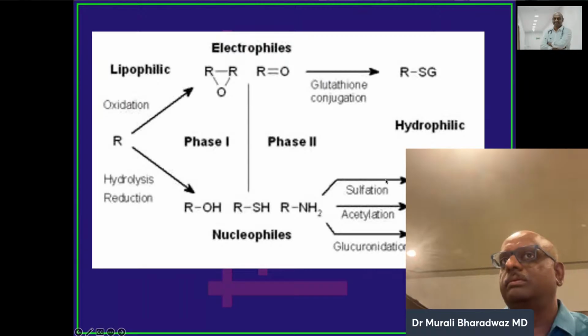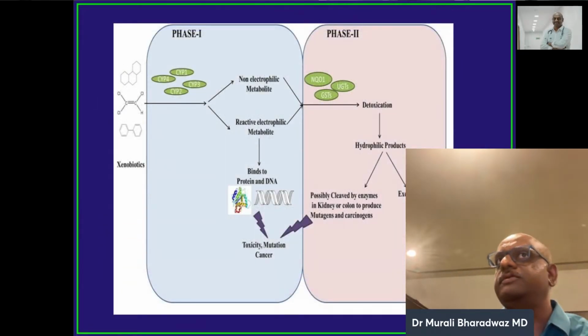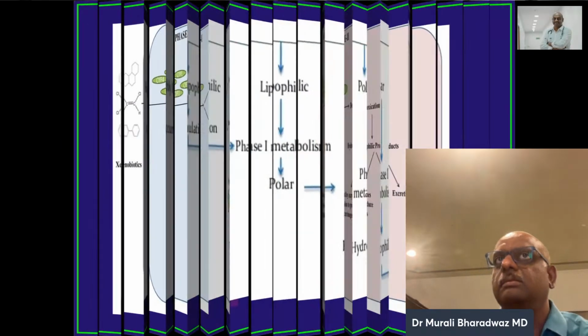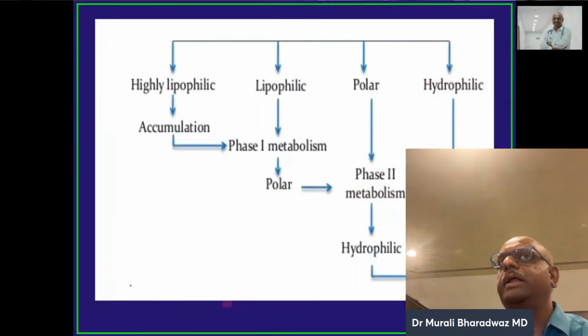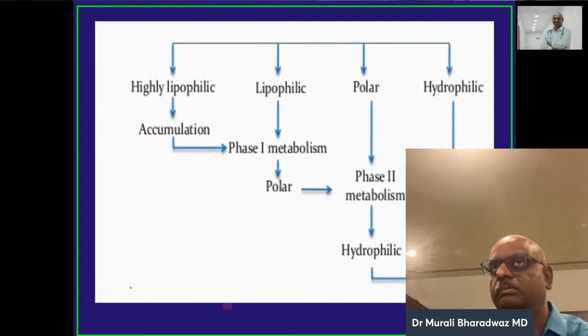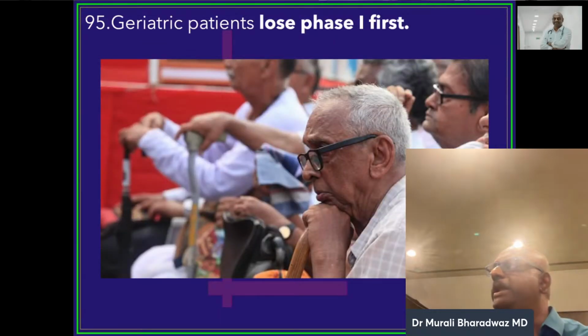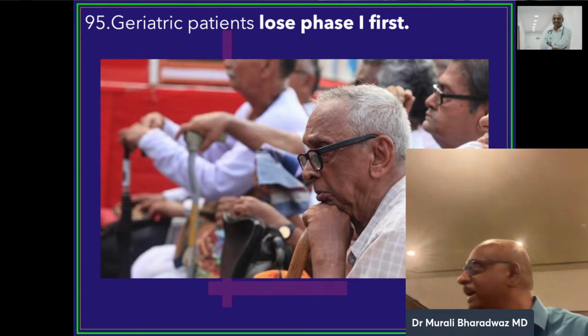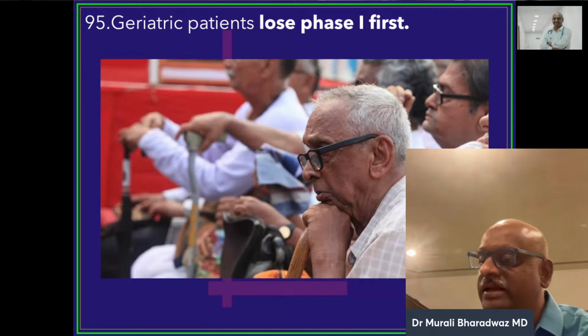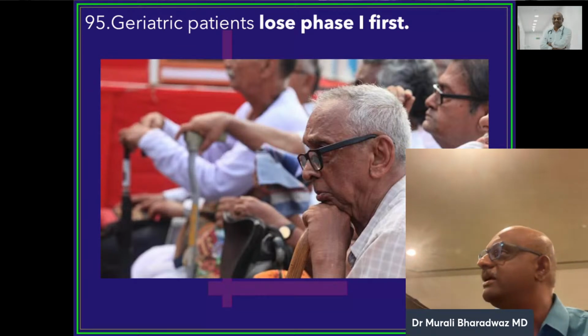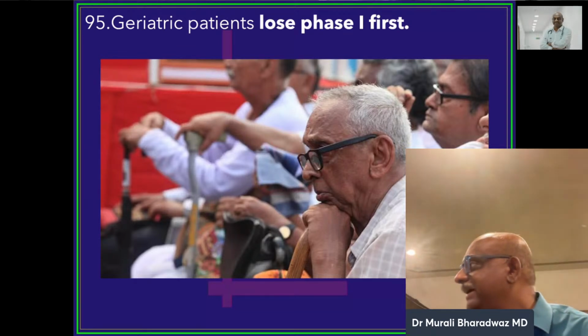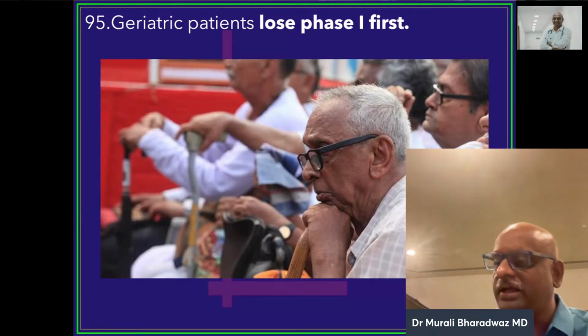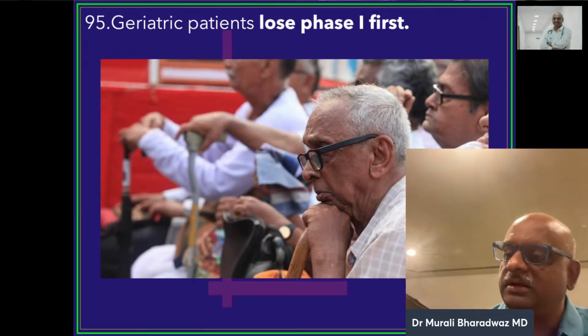Now, phase 1, phase 2. What does it do? Geriatric patients lose their phase 1 first. Favorite question. And P450 is affected. That's the reason certain drug toxicities are higher in geriatric patients, because they lose the phase 1 first. Okay, doc?